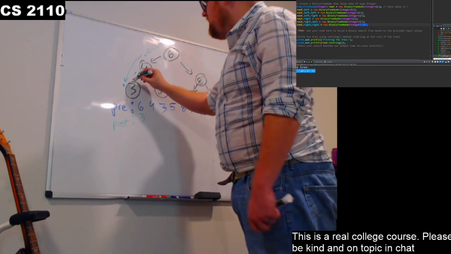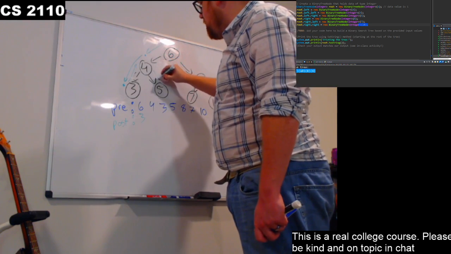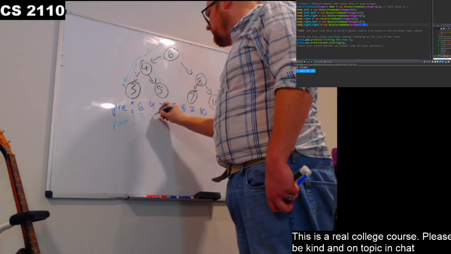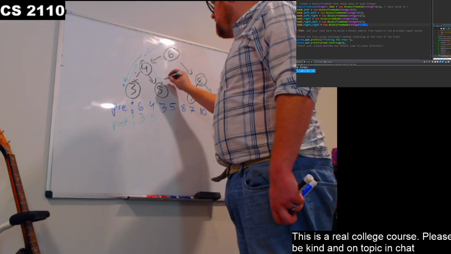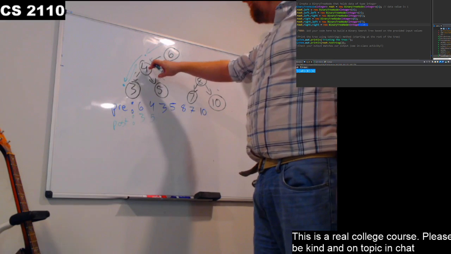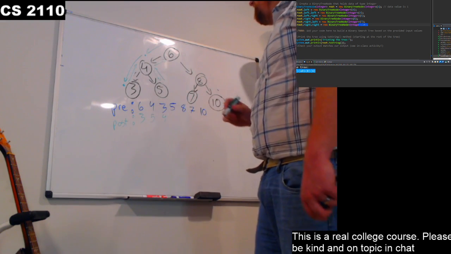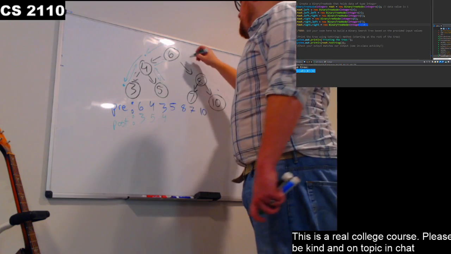Then from there, we come back up. 4 still has a right child, we go down the right. 5 has no children, so then we visit 5. 5 then recurses back to 4. 4 has no more children, so we visit 4. Recurse back up to 6. 6 still has a right side.